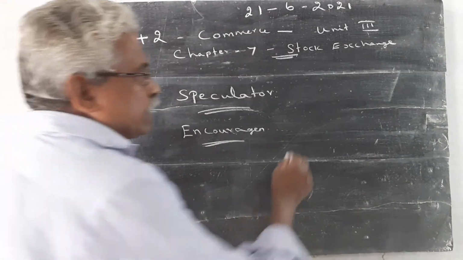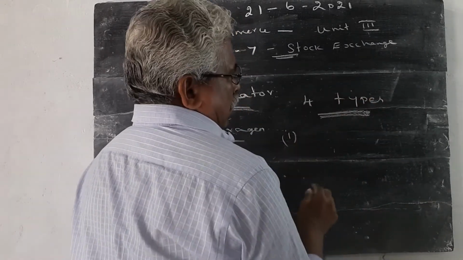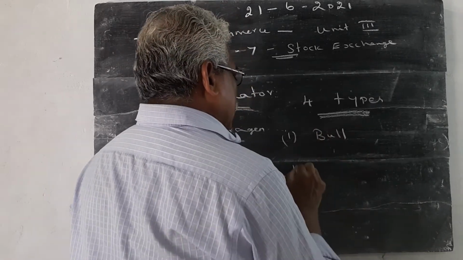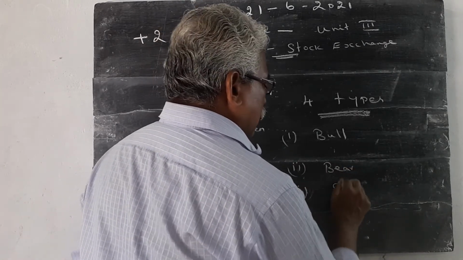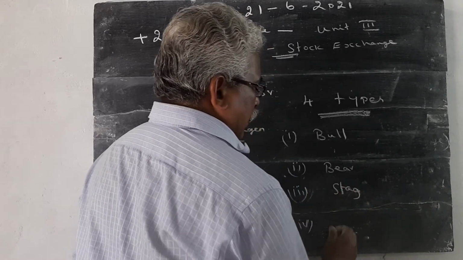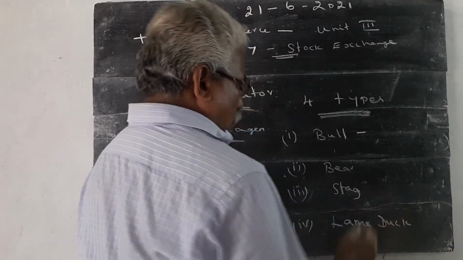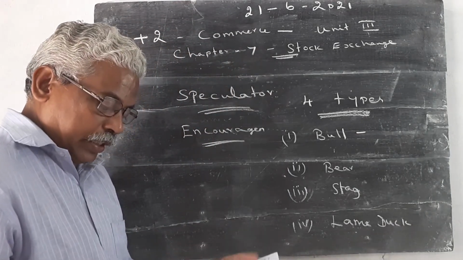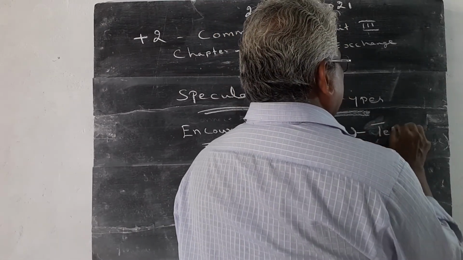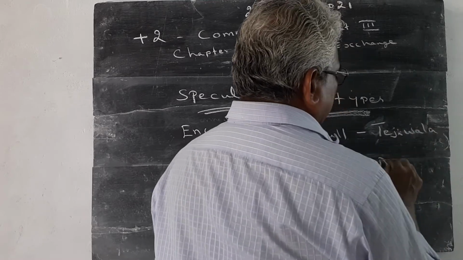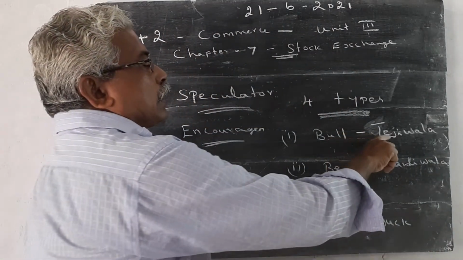Then there are 4 types of speculator. The speculators are named after animals. The first speculator is bull. Second type of speculator is bear. Third type of speculator is stag. Fourth type of speculator is lame duck. Bull is also called in Hindi, there is one Hindi word given in the textbook, Tejiwala. The bull is also called Tejiwala.